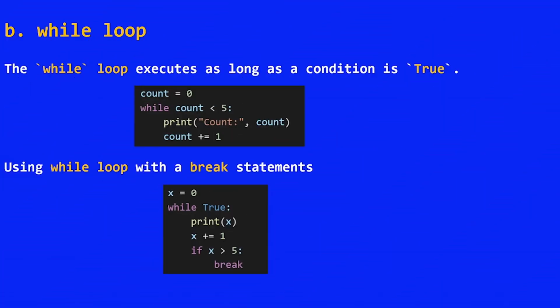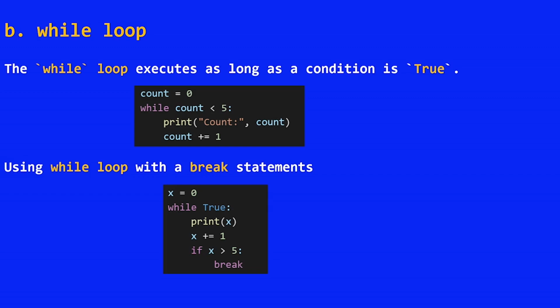In this section, we want to look at the second part of loops called the while loop. The while loop is different from the for loop. The while loop executes as long as the condition is true. Mark my words well: a while loop executes as long as the condition is true.